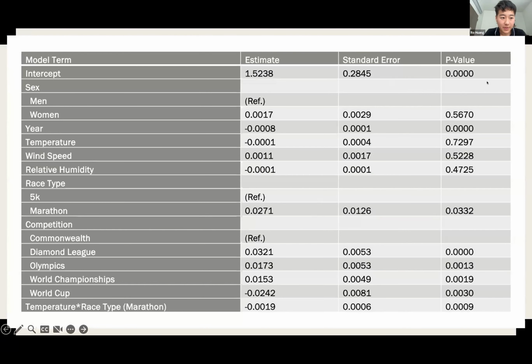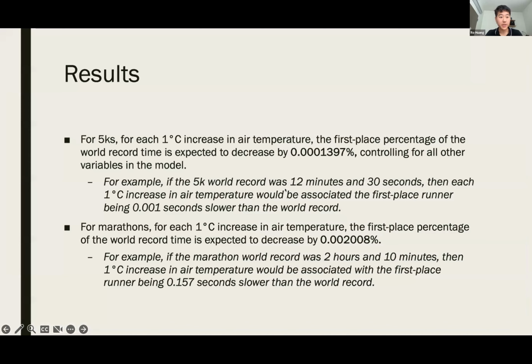So these were the results of the model. It's a lot of information, but the only coefficient that we're particularly interested in is the estimate on the last row here, negative 0.0019, with a p-value of 0.0009. So going into some interpretation of this, hopefully this is where the dependent variable that I made becomes a little bit more clear.